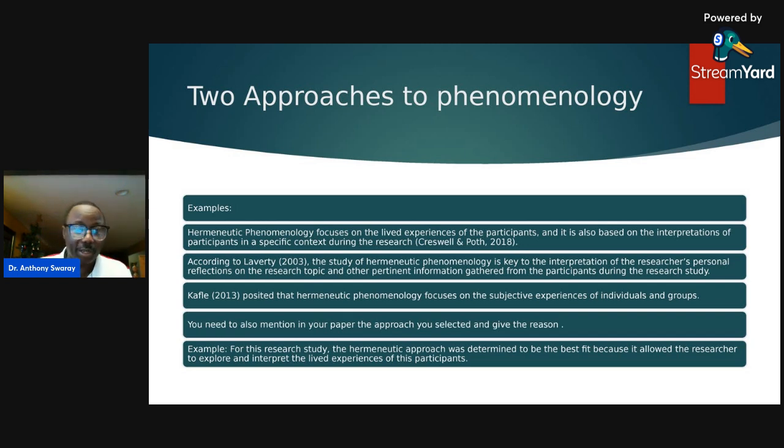So you need to mention in your paper which approach you are going to take. If you're going to do the transcendental or you're going to go with the hermeneutics. For me, in my dissertation, I did hermeneutic because I was focused on interpreting the life experiences of the participants during the research.